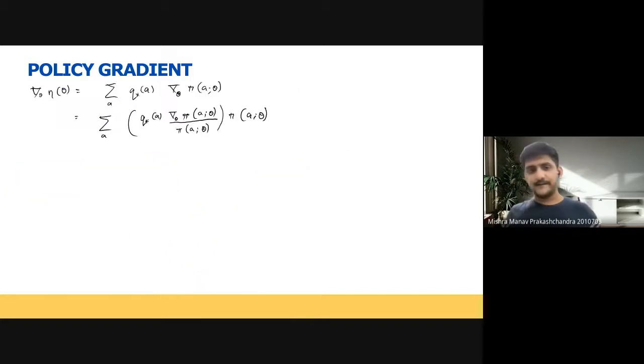Okay. So the math looks something like this. I can write my eta of theta like this. Then we do a simple mathematical trick: we multiply and divide by the policy. The only assumption here is that the policy is non-zero. So you do a multiplication and division, and then you have this new quantity. This new quantity can now be written as an expectation with respect to policy pi.